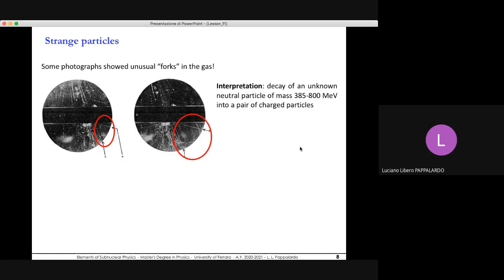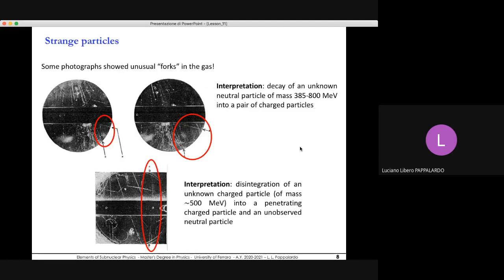There was also another topology of events, where you do see a charged particle which then decays into another charged particle and something neutral, which is not detected, so there is some missing track here. The interpretation was a disintegration of an unknown charged particle, in this case still of a mass of 500 MeV more or less, into a penetrating charged particle and an unobserved neutral particle. So this is the penetrating charged particle, and this is the unobserved neutral particle. All this came as a surprise, just by looking at cosmic rays.